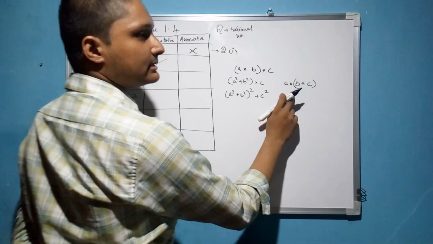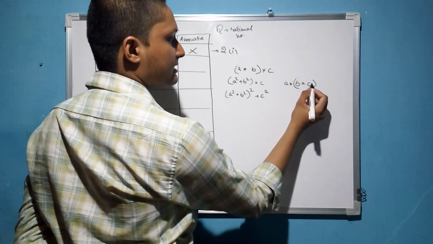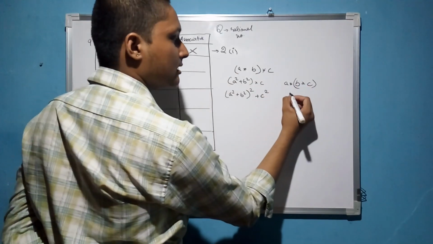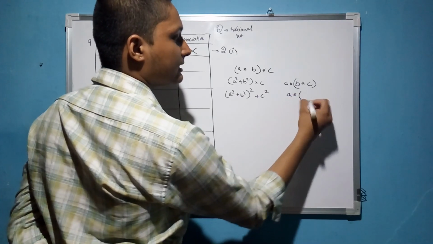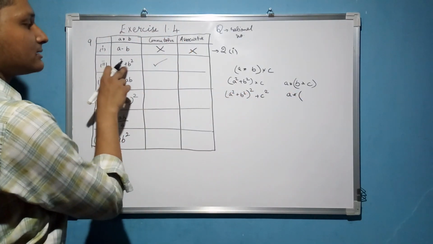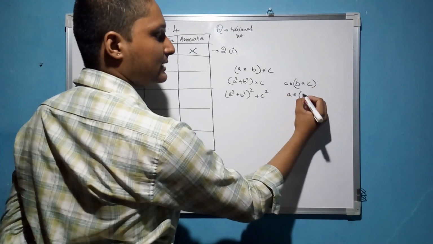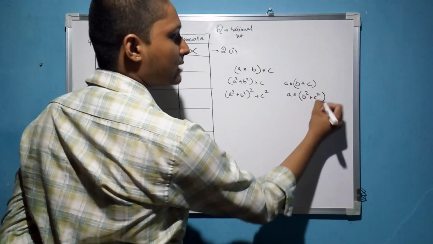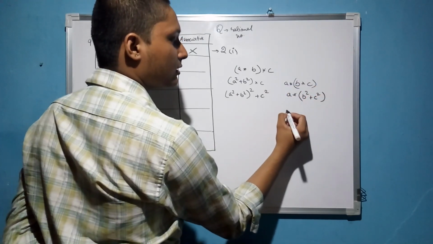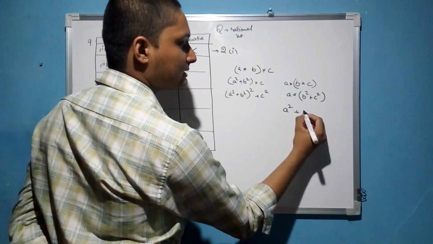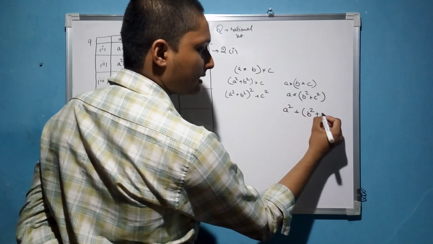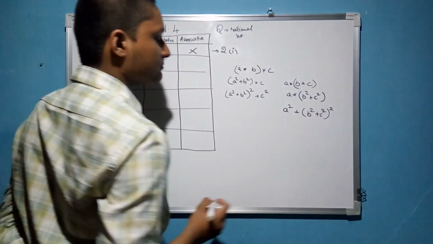Now we'll take this one. This is a star (b star c). So b star c should be done first. So that comes to be the first square plus the second square. So first is b square plus c square. That comes to be one number now. Now again you are going to do first square plus second square, (b square plus c square) whole square.